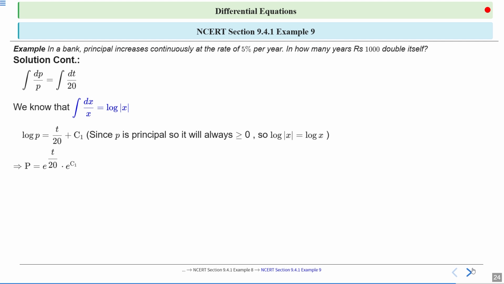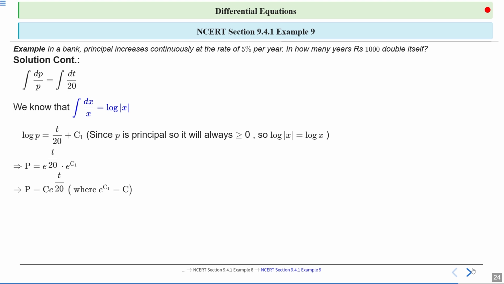So we get P = e^(t/20) × e^(c1). How do we get this? Just take the exponential on both sides. We get P = e^(t/20 + c1), and we know e^(x+y) can be written as e^x × e^y. So we get e^(t/20) × e^(c1). Here e^(c1) is a constant term, so we can replace e^(c1) with a new constant c. So we get P = c × e^(t/20), and that is the general solution of the differential equation.